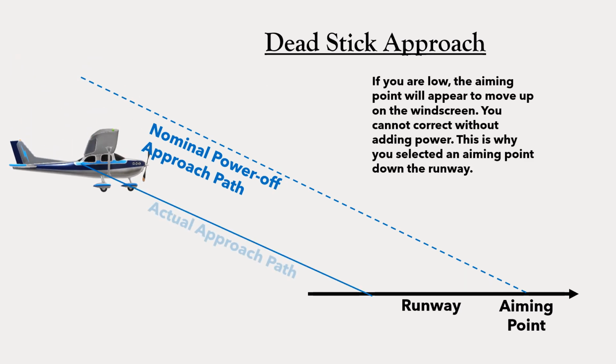So if we're low on approach, we'll notice that the same way we did before. We'll notice that our aiming point appears to be moving up on the windscreen. But there's not really much we can do about it. If we're low on approach, then we're going to land short of that aiming point. That's why we selected an aiming point that was a ways down the runway, so that even if we're a little bit off, our landing will still occur on the runway.